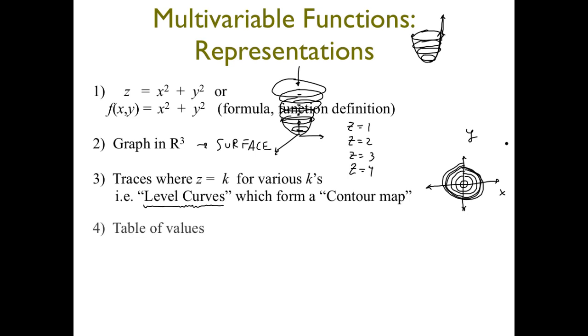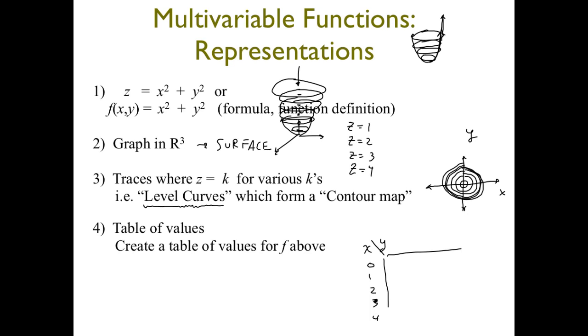Okay, a table of values. So a table of values would give values of z for different not just x's, but ordered pairs, x and y. So let's create the table of values for f above. So now that table would be a two-dimensional table, right? And this would only be the first quadrant, where x and y are positive. So 0, 0 is 0, 1, 4, 9, 16. Then we'd have 1, 2, 5, 10, 17. And then add 4 to all those, right? This is 4.